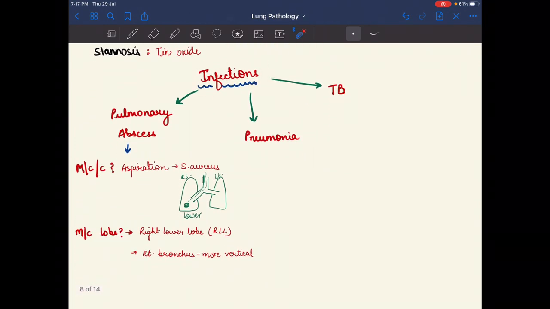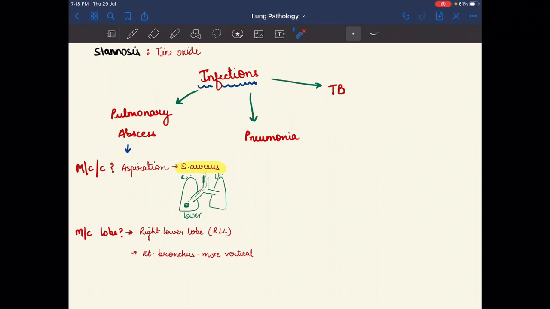After the pneumoconiosis, let's move to the infection. In infection we have pulmonary abscess, pneumonia, and TB infection. The most common cause of pulmonary abscess is aspiration, meaning some food particles get into the lung. The bacteria which surrounds that particular food particle is staph aureus. So the most common cause of pulmonary abscess is aspiration, and the bacteria is staph aureus.